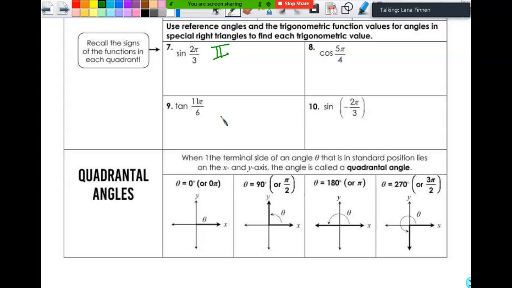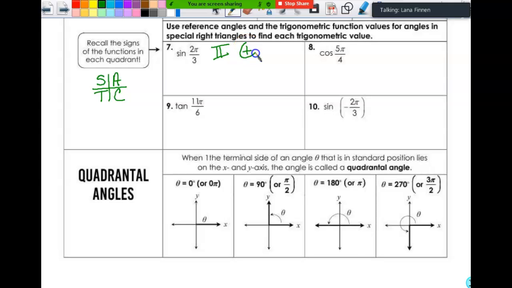And then I have to decide, in the second quadrant, is sine positive or negative? And remember, we had that little saying that helped us. It was All what? Students Take Calculus. Yes. So that means that in the first quadrant, everything's positive. In the second quadrant, it's just sine and its reciprocal. Third quadrant's tangent. Fourth quadrant's cosine.